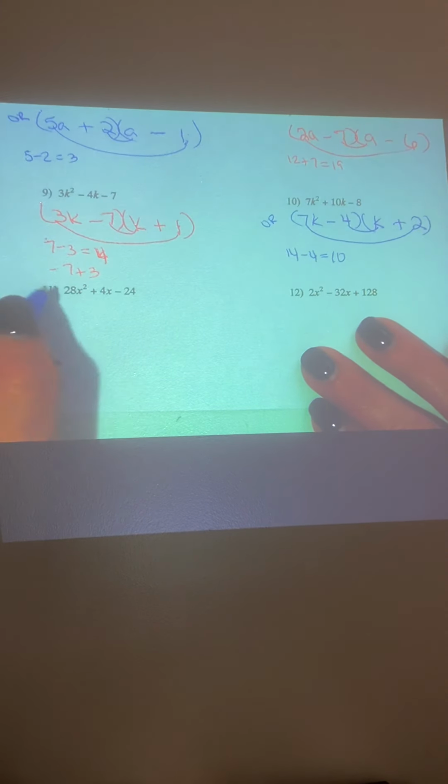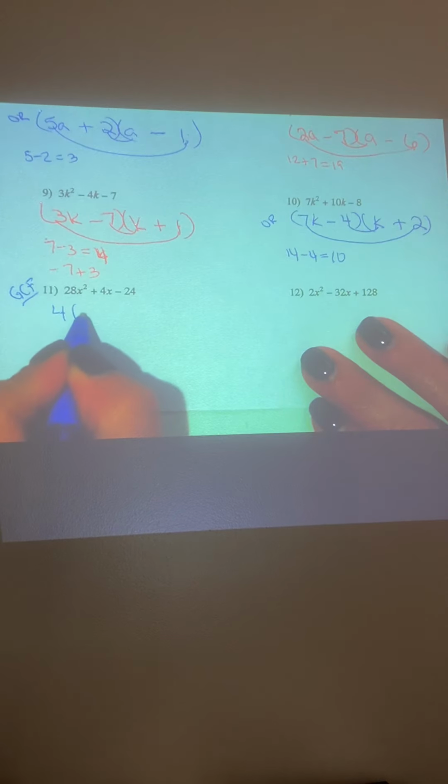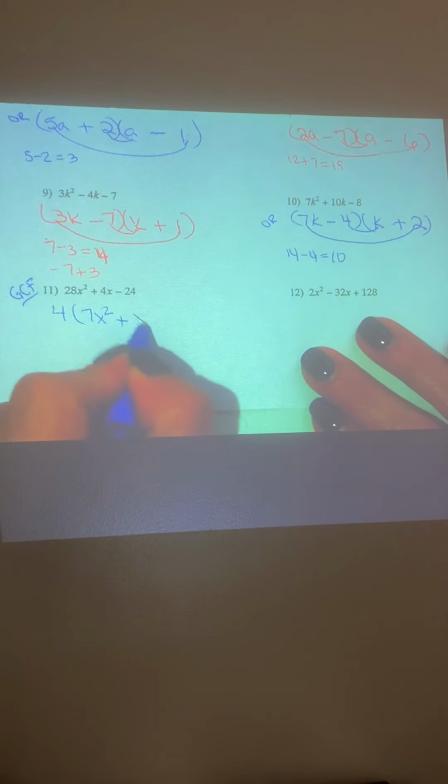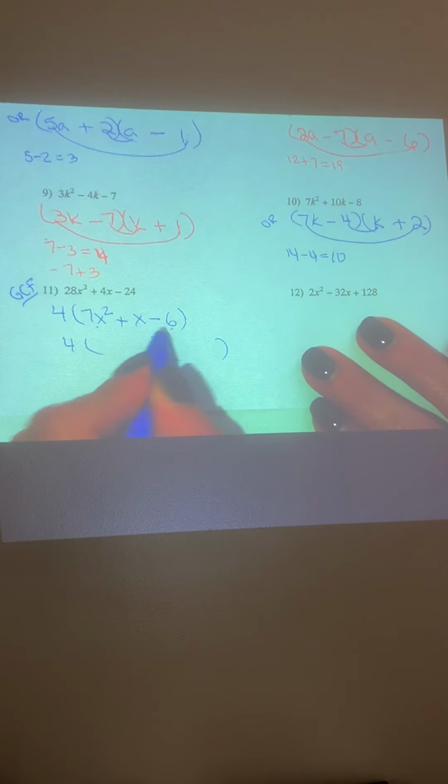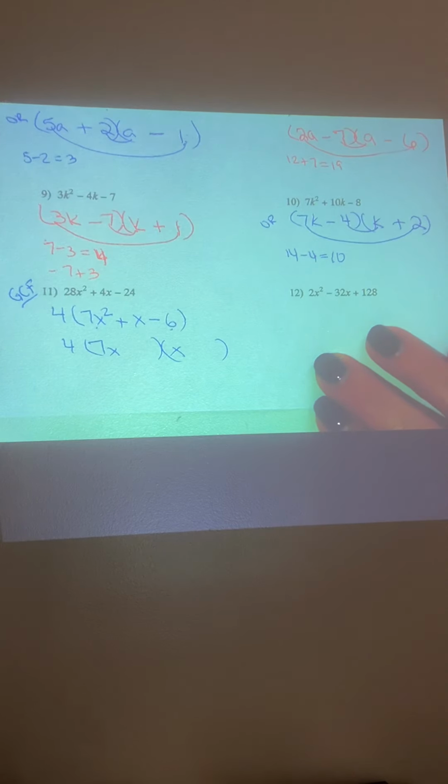Okay, last 2. Oh, look at this. I can pull out a GCF. Here's my GCF. What is it? It's going to be a 4. 7x squared plus x minus 6. Bring down the 4. And factors of 7, factors of 6 that subtract to 1. Well, 7 has got to be 7 and 1. But 6, not 2 and 3. With a difference of 1, it's got to be a 7 minus 6. That's 1. 6 and 1. So, +7 and -6. +7, -6 gives me 1.